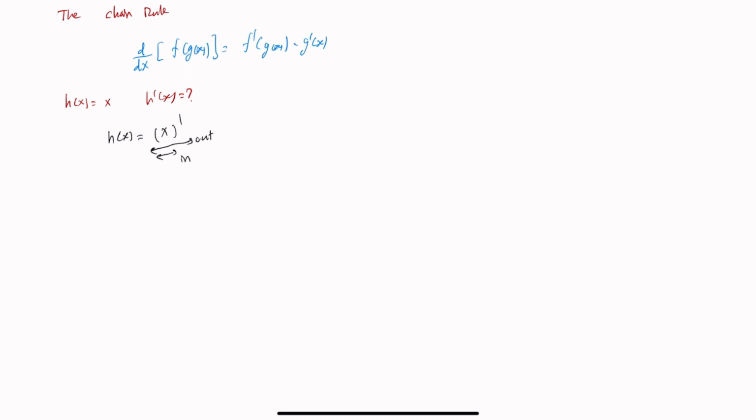So, I'm going to take the derivative of h of x. It's going to be the derivative of the outside function, that's going to be 1, and then x, and then the power is going to be subtracted by 1, and then multiplied by the derivative of the inside function. Again, the inside function is x, and the derivative of x is just equal to 1. Now let's simplify. This is going to be equal to 1, and then x to the 0, and x to the 0 is just equal to 1, and therefore the answer is 1. And this is the same thing we found previously.